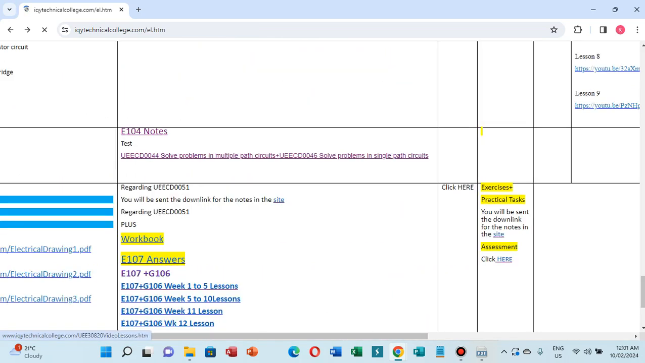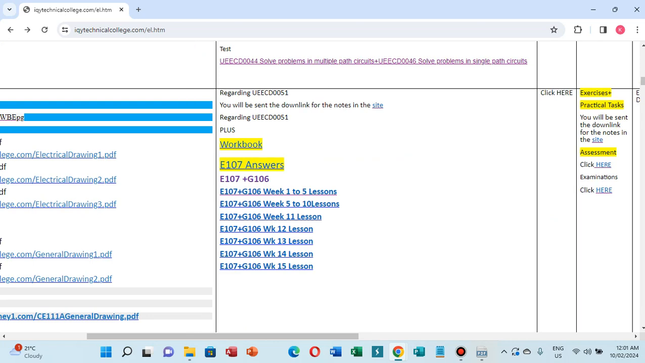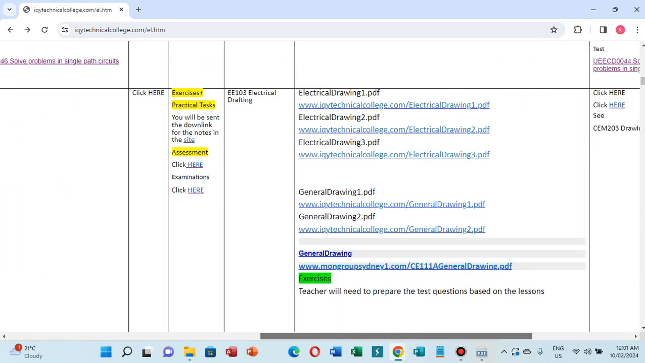So this is what I explained in the series circuit, but next week I will talk about the parallel circuit.